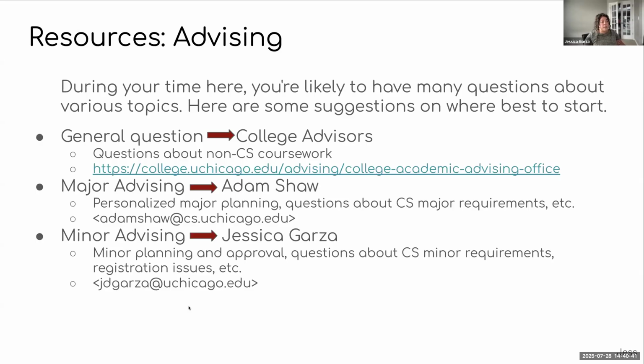And then for minor advising, you can come to me. There's an approval form you'll need. Really simple. If you have any questions, you can email me about that and we can go over it. If you have any logistical questions, I'm also a pretty good person to start with. Any kind of registration or exceptions you might need, feel free to reach out to me for any general thing like that if it's CS related.